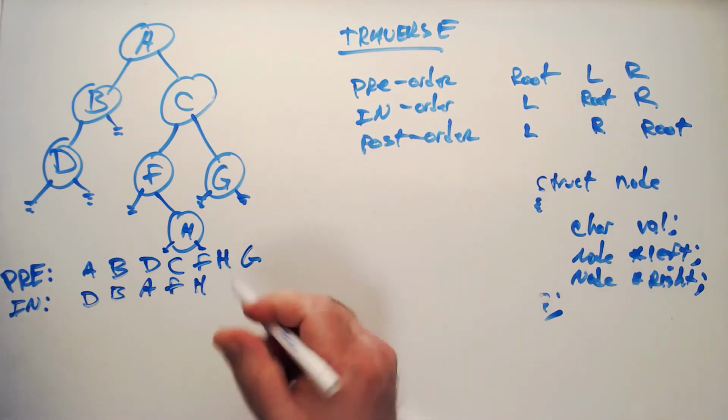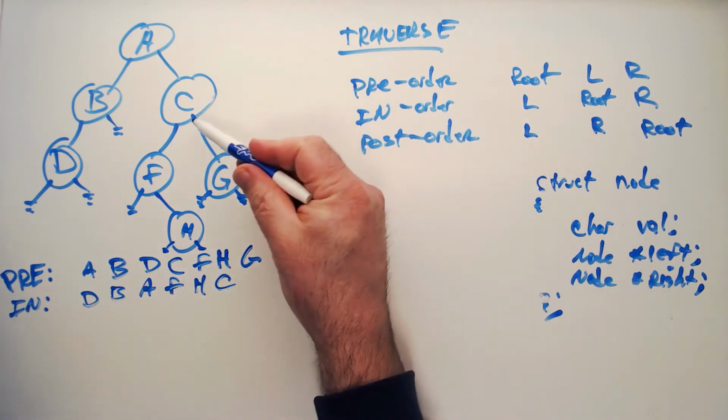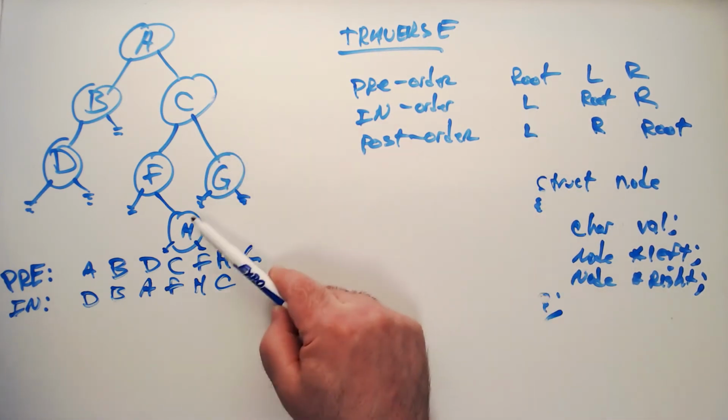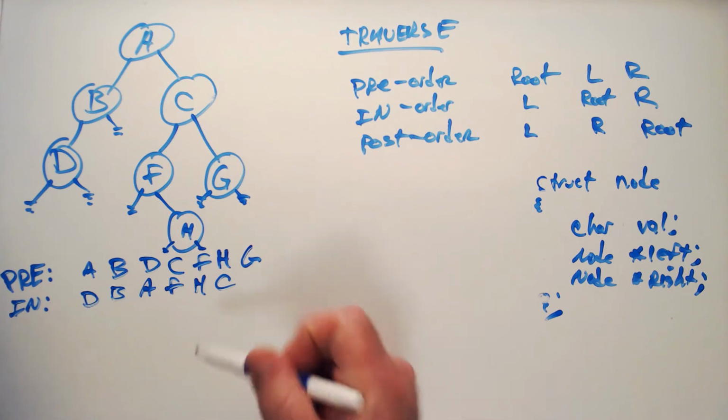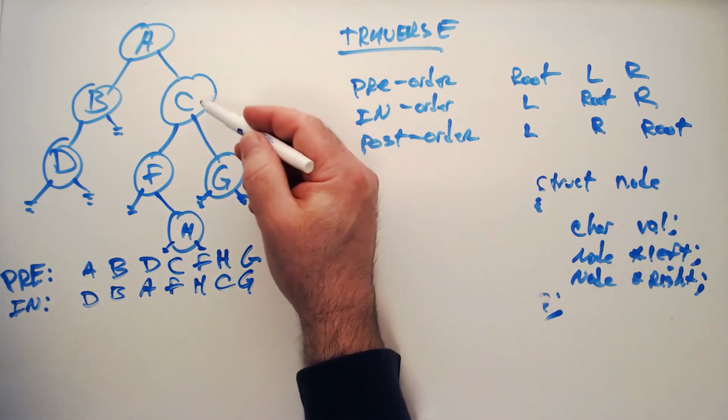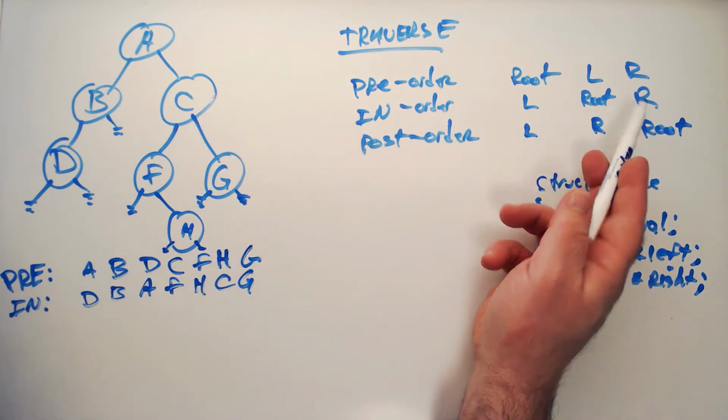He visits himself. Now he moves on to his right child. Okay, what does the right child do? Same thing. Visit the left. Nothing to do. Visit himself. G. Visit the right child. Done. Go back to work in progress at C. He just finished his right child.